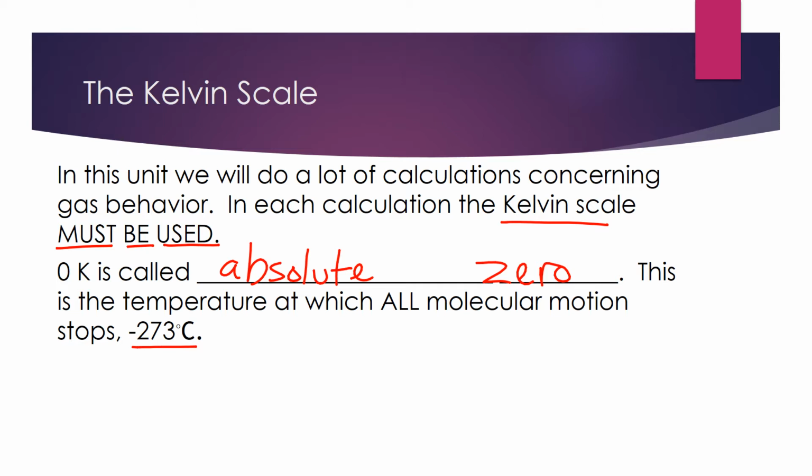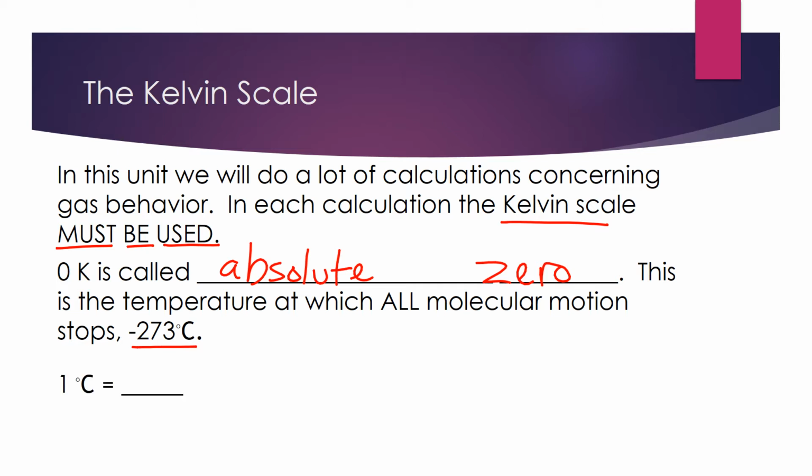Now, temperature, we know, is just a measure of the kinetic energy of the particles of the sample. The faster the particles are moving, the higher their temperature is. So when the particles stop moving altogether, you have an absence of temperature, zero temperature. And that's why Kelvin is called the absolute scale, because you literally cannot get any colder than absolute zero.